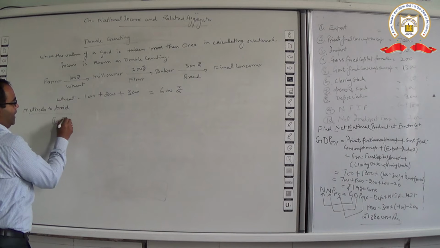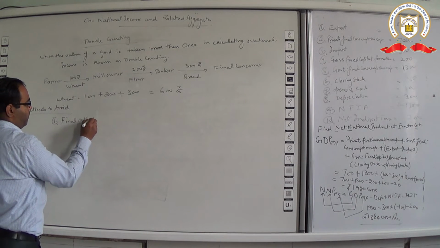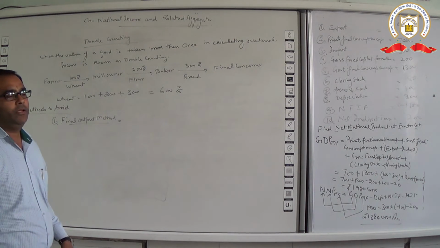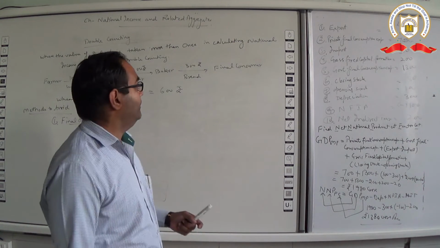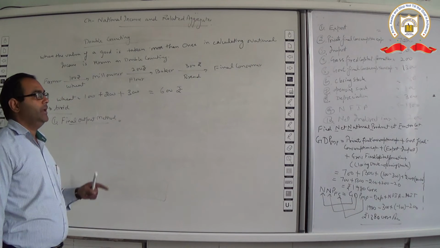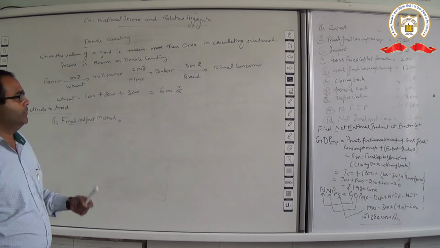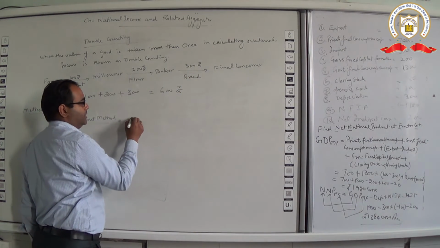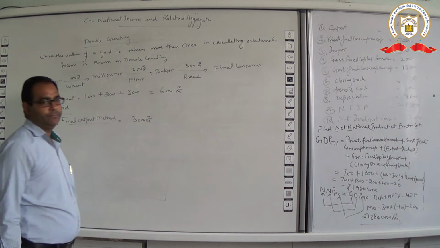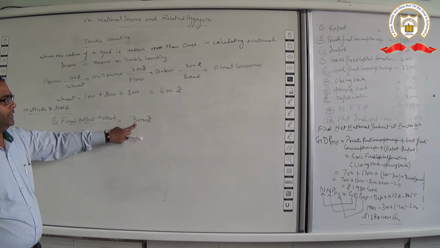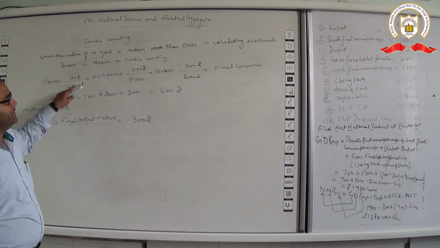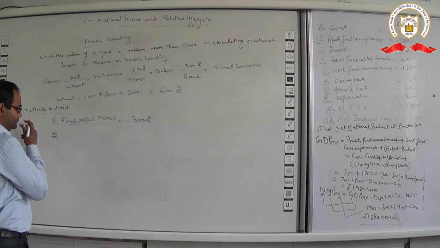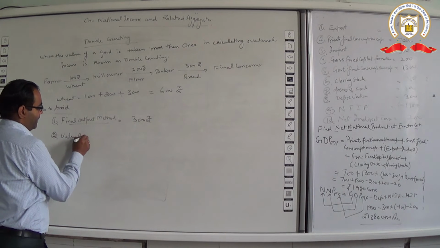First, final output method. In final output method, we will ignore all kinds of intermediary production and we will take the final value of goods that is paid by the final consumer. In this question, the final consumer purchased the bread for 300 rupees. So we will take 300 rupees. This includes the value of the wheat and the flour in it. Second is value added method.